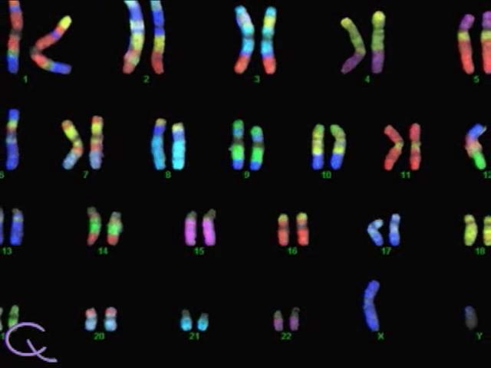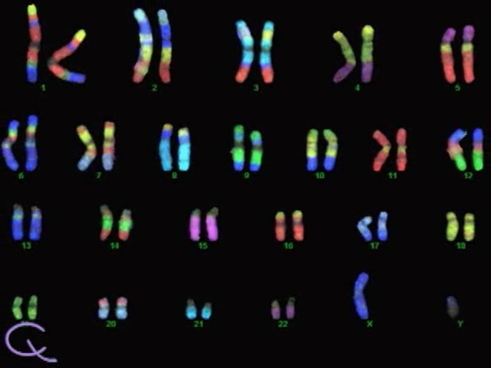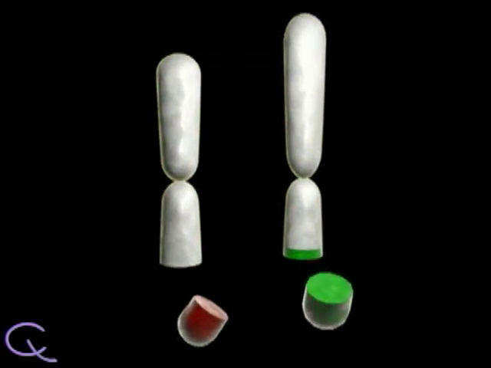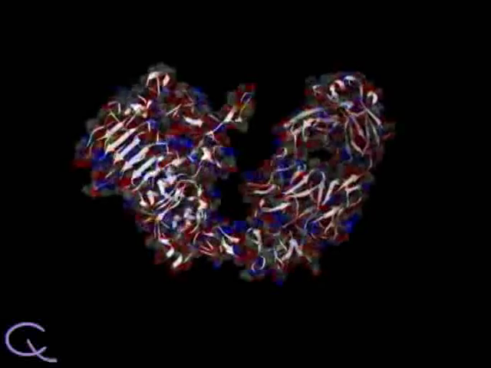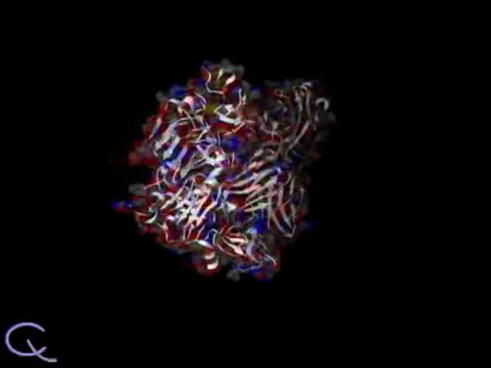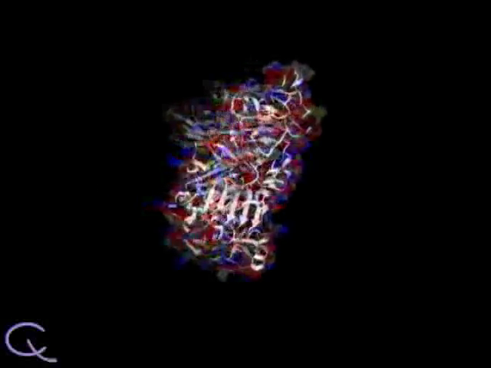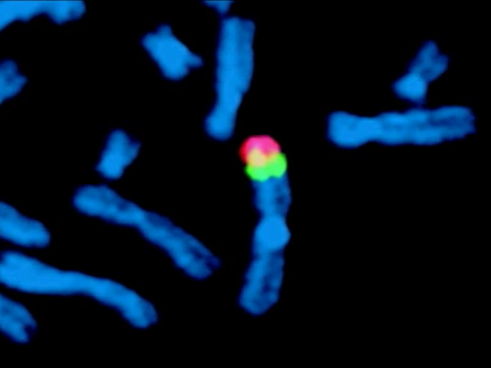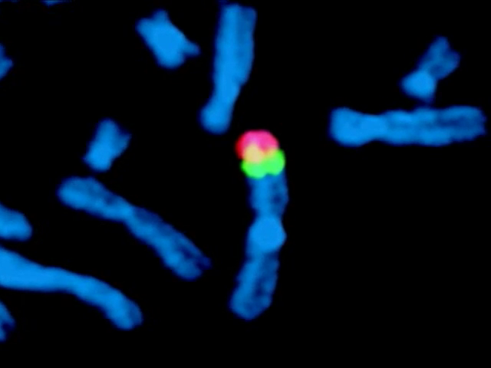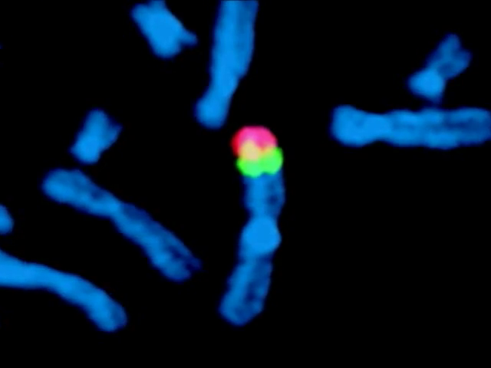Fluorescence in situ hybridization, or FISH, is a technique used to detect genetic changes in cancer cells. Often, the HER2 gene described earlier is present in cancer cells in too many copies. The FISH technique detects the extra copies of the HER2 gene using colored DNA probes that bind to the HER2 DNA.